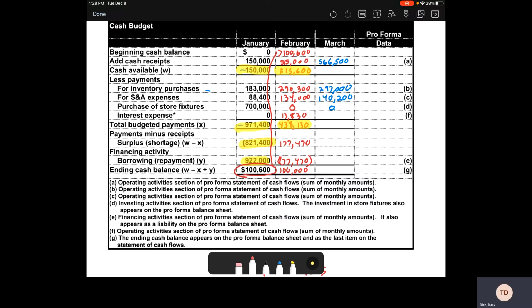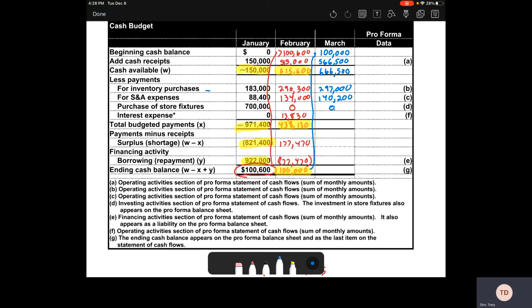Well, now we know what we have left at the end of February, so that's what we're going to start the month of March with, simply $100,000. When we add those two together, we get our cash available of $666,500.